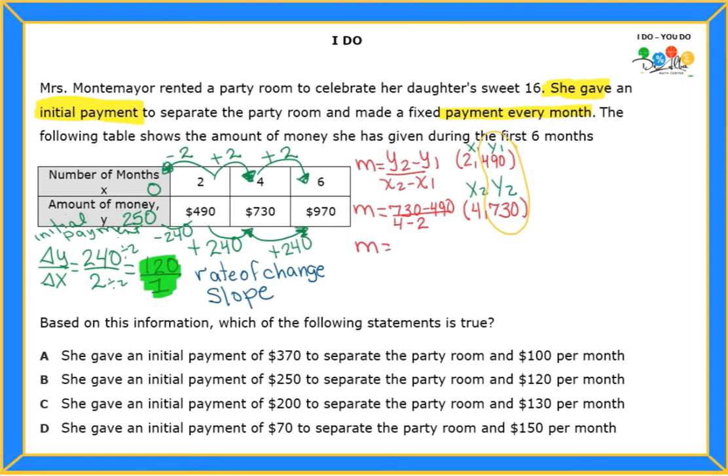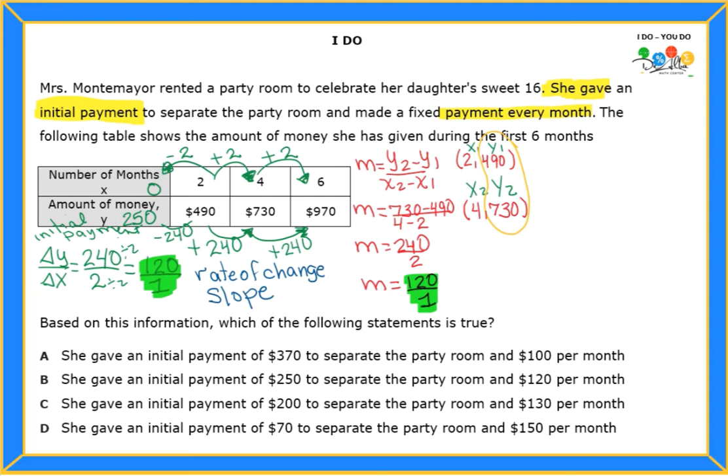And what would I get for that one? I'm going to get 240 over 2. And if you simplify this, you will get 120 over 1. And I want you to notice something about those numbers right now. Isn't that what I got earlier on my constant rate of change?